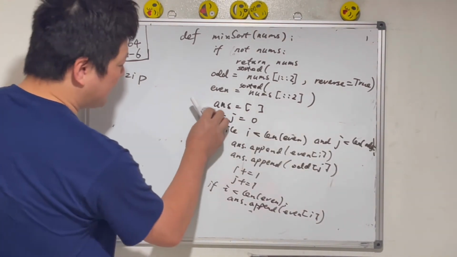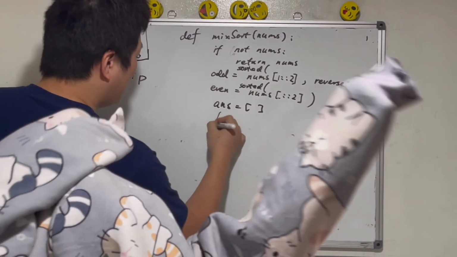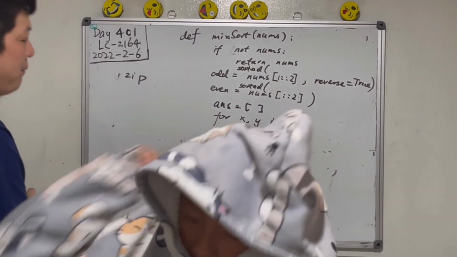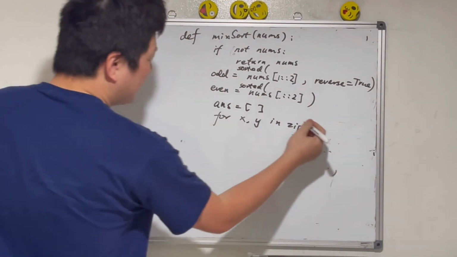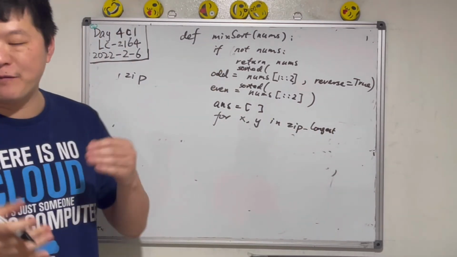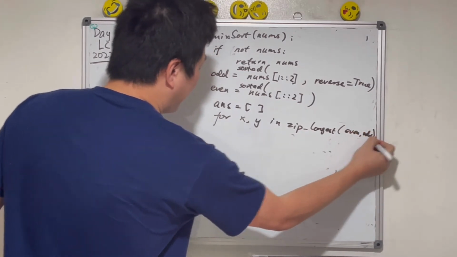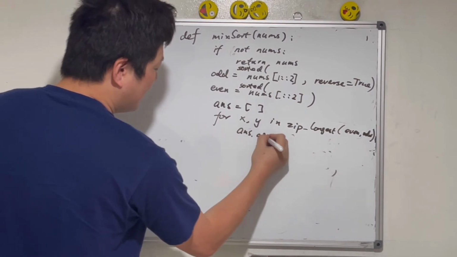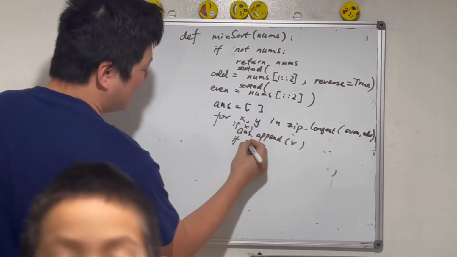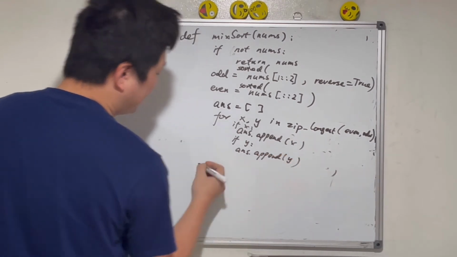So how can we zip it? We can say for x, y in zip, start with the even number. Zip longest. Why is that? Because the even and the odd may not have the same length. So zip longest, even, odd, and I can say answer dot append x. Now I have to check: if x, answer dot append x. If y, answer dot append y. And then return answer.